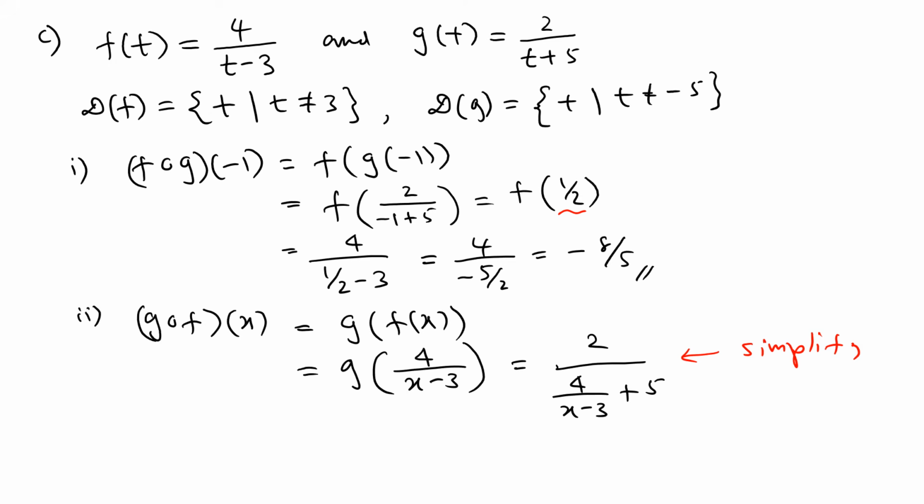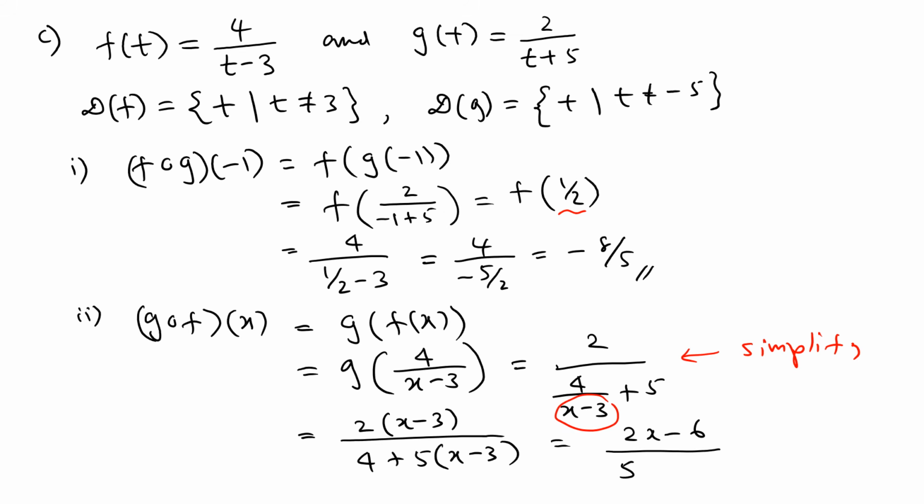To simplify this, we can multiply the top and bottom by this denominator. Once you multiply by that denominator, it gets cancelled from the first term. So you're going to get 2 times x minus 3, and in the bottom you get 4 because the denominator gets cancelled, and here you get 5 times x minus 3. That's what you get. Now what we need to do is simplify. So this is easy to simplify. You get 2x minus 6, and in the bottom you get 5x, and then we have 4 and then minus 15, which is negative 11. So that is g circle f of x.